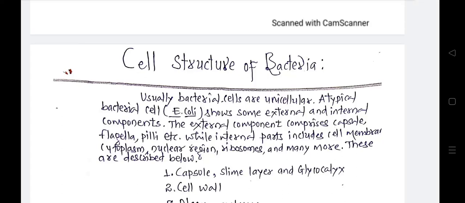Hello friends, last time we studied the general characters of bacteria. Today we are going to learn the cell structure of a bacteria.